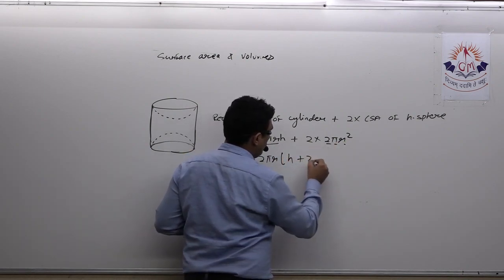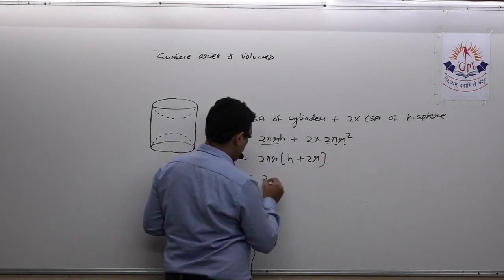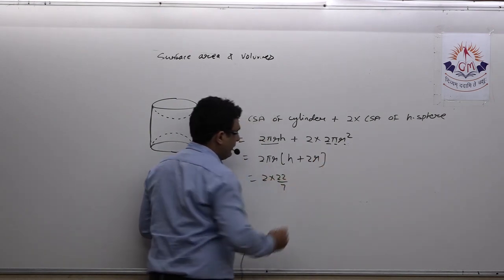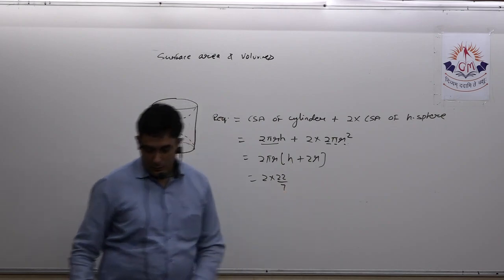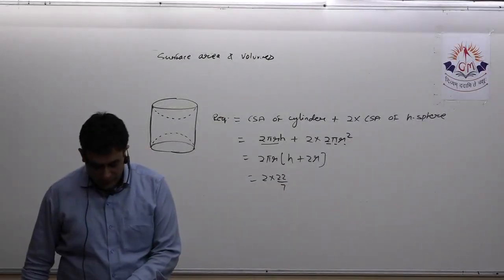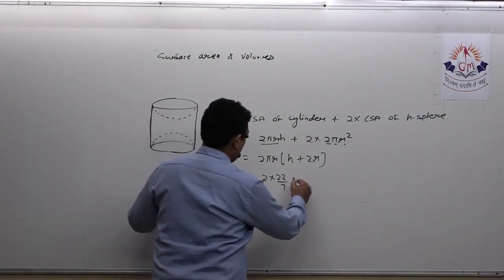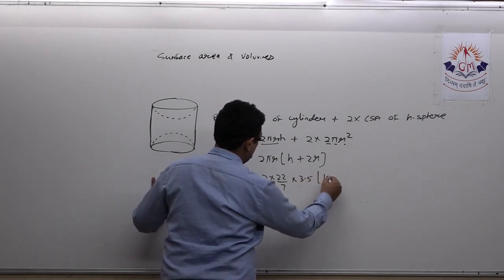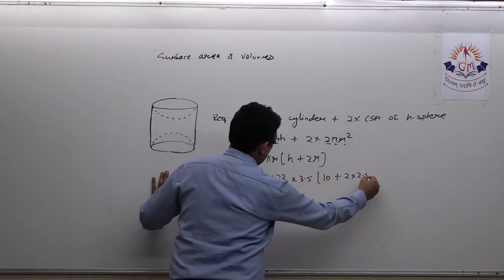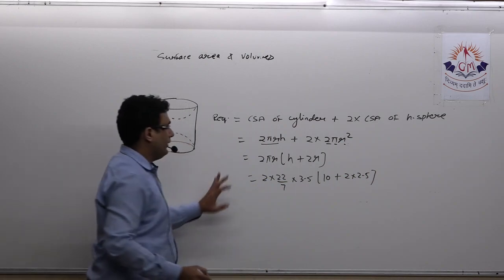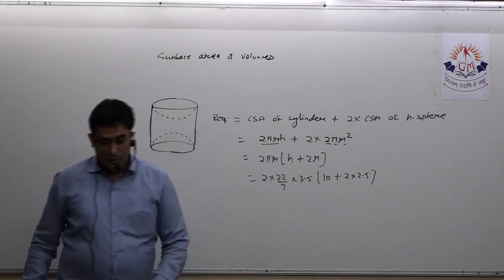plus 2r). 2 into 22 upon 7. Now the radius is given. How much is it? It is 3.5 and the height is 10. So this gives you the total surface area of the solid.